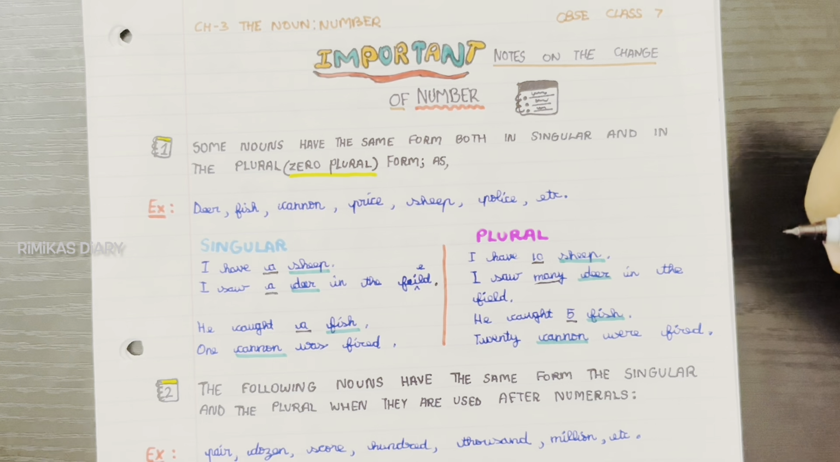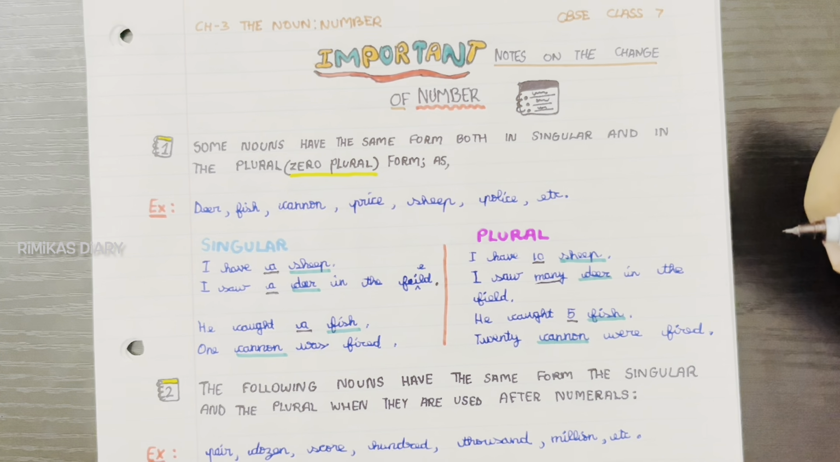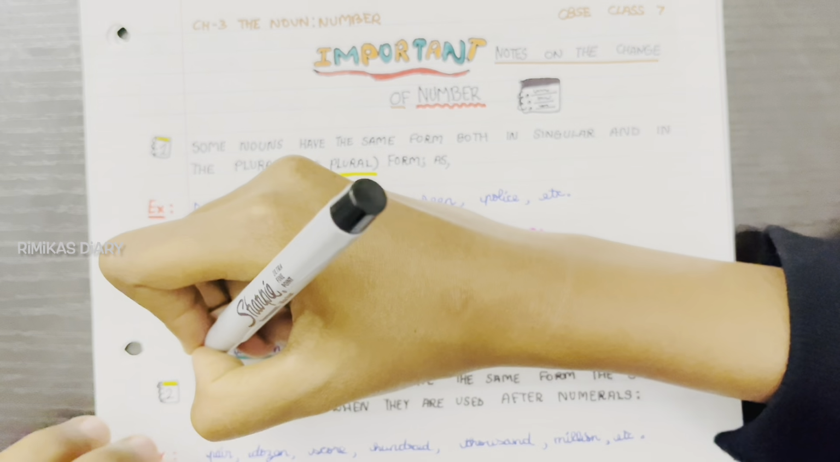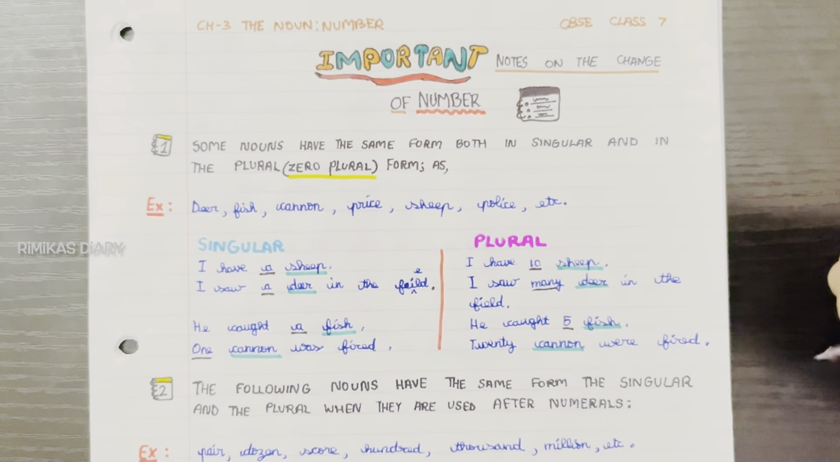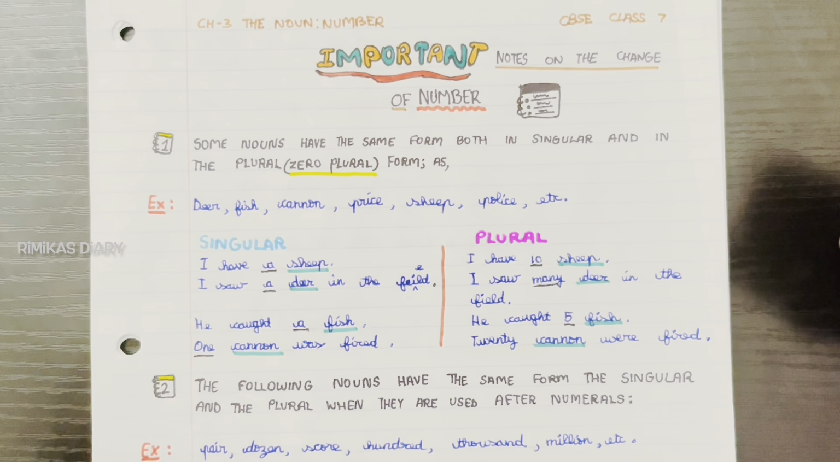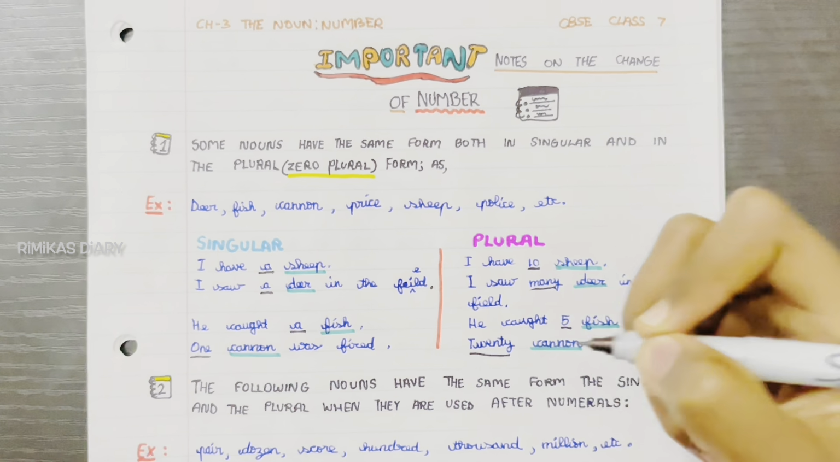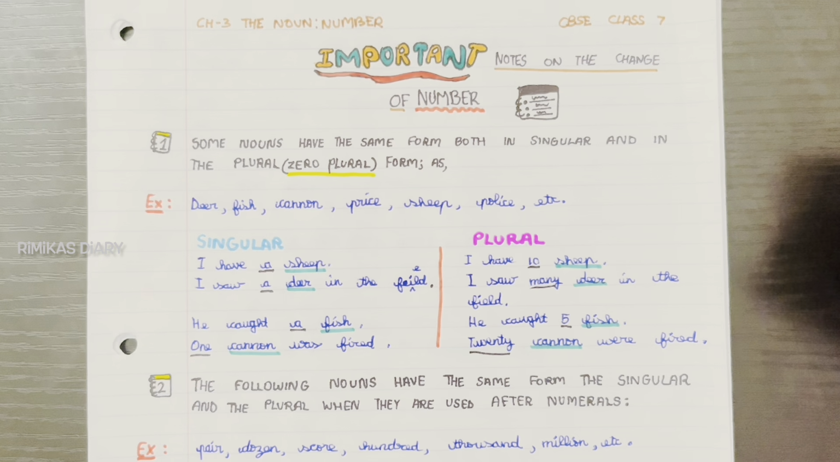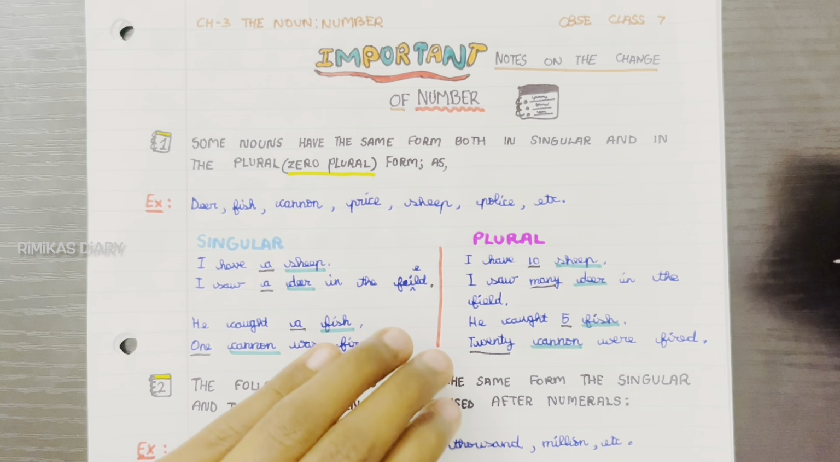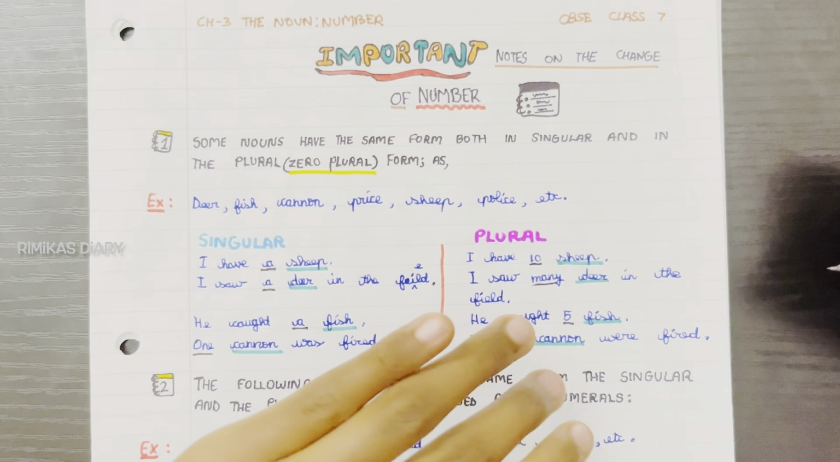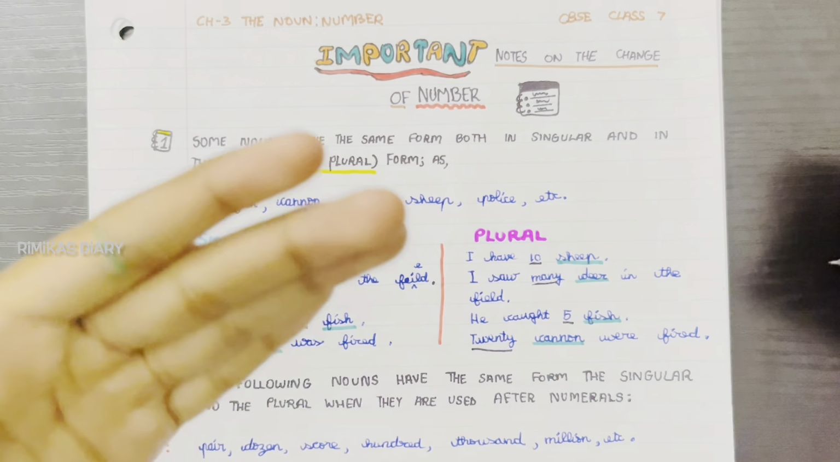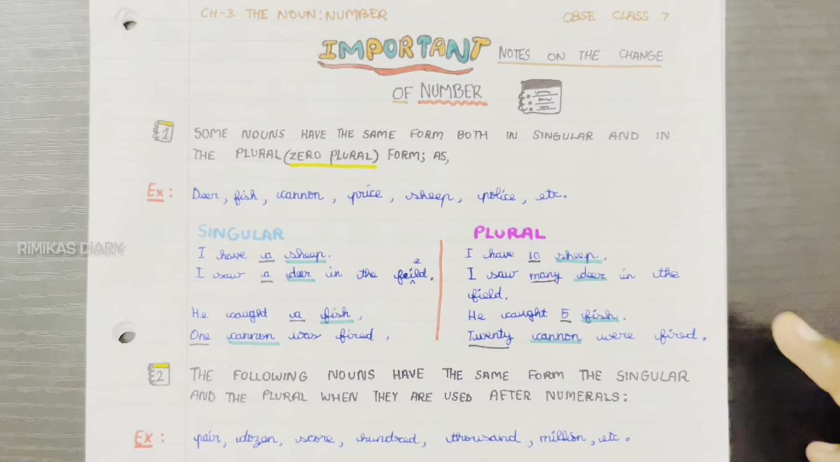So it's plural form. One cannon was fired. I used the number 1 to represent that only one cannon was fired. But in the plural form, I used the number 20 to say 20 cannon were fired. More than one cannon were fired. The number 20 is representing that there's more than one cannon fired, so this is plural form.